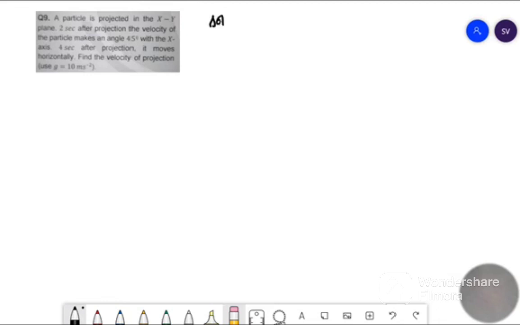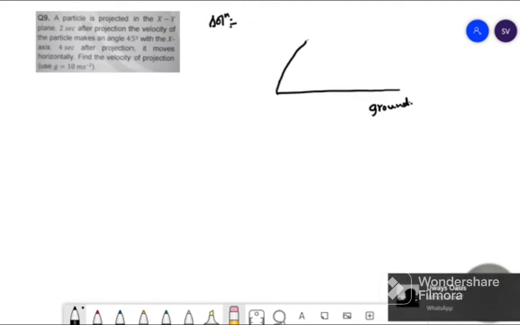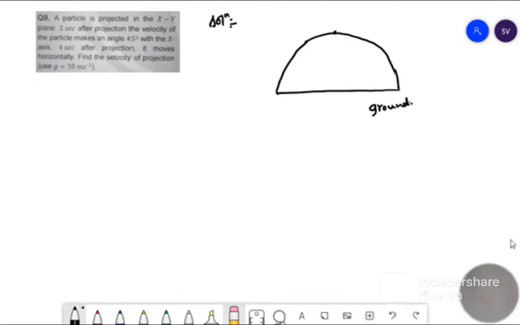So we are given that the particle is projected in the xy plane, right? So let's draw the ground. Now since the particle is projected, let's say something like this, right? Now we know that at the maximum point, when the particle reaches the maximum height, it will have only horizontal velocity, right? That is what is mentioned over here. So the time corresponding to this is t equals 4, right?